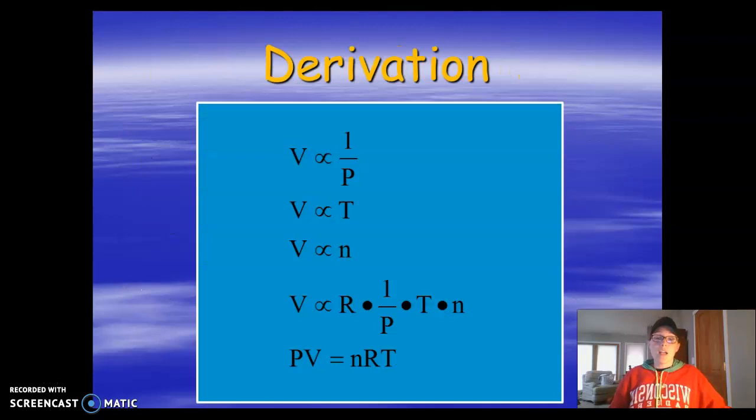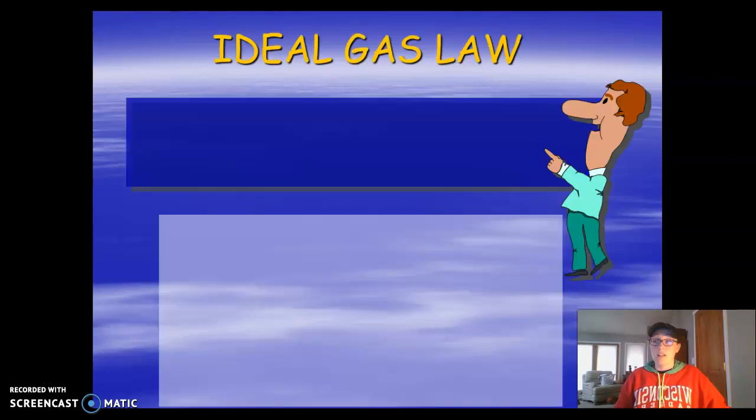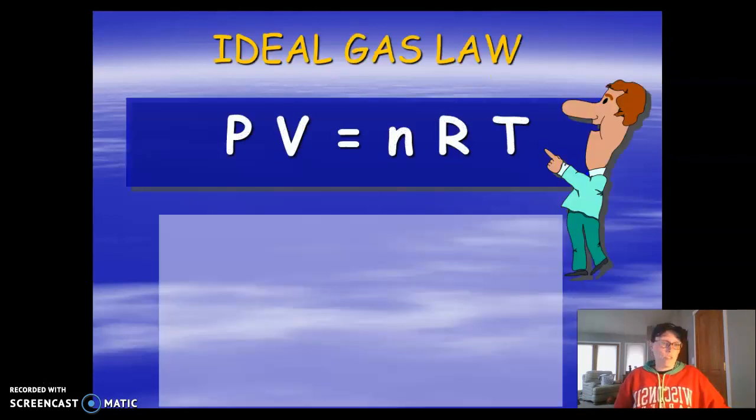I'm not going to go into a lot of time, but you could look at this derivation. All these things are proportional to each other. When we want to turn a proportionality into an equal sign, we have to add a constant. That constant is R, the ideal gas law constant, and that leads us to the ideal gas law, sometimes called PV = nRT. So PV = nRT says that pressure times volume equals the number of moles times the constant, which we'll talk about in a second, times the temperature.